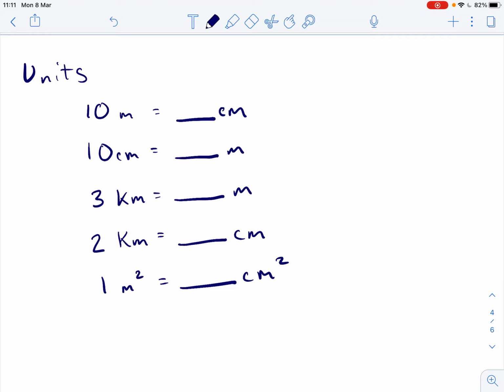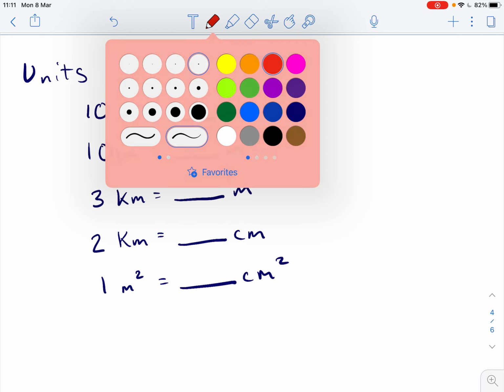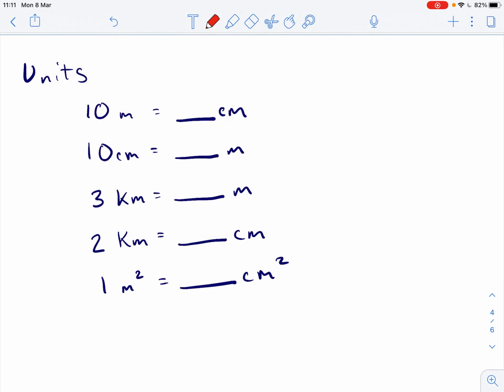So before we get going, here are 5 quick conversions that I'd like you to have a go at. Have a look at these questions, fill in the blanks, pause the video now and we'll go through the answers in about a minute's time. Okay, so hopefully you've had a chance to go through some of these solutions. Now the key thing here is to know our unit conversions.